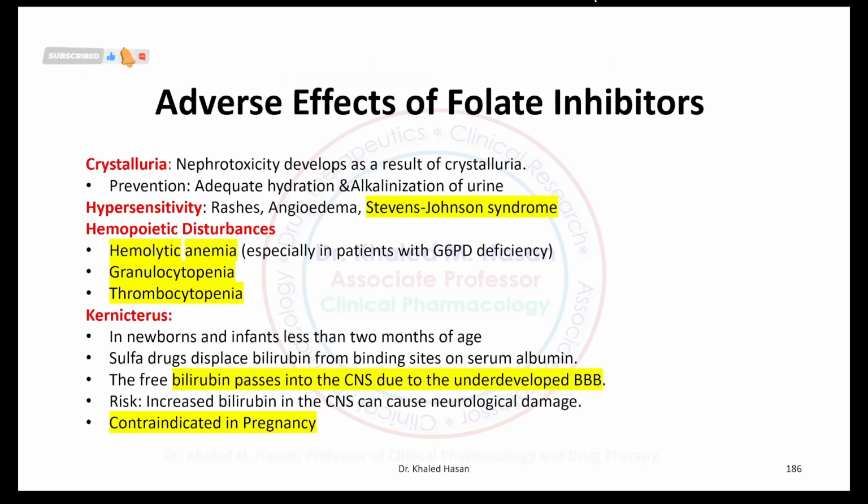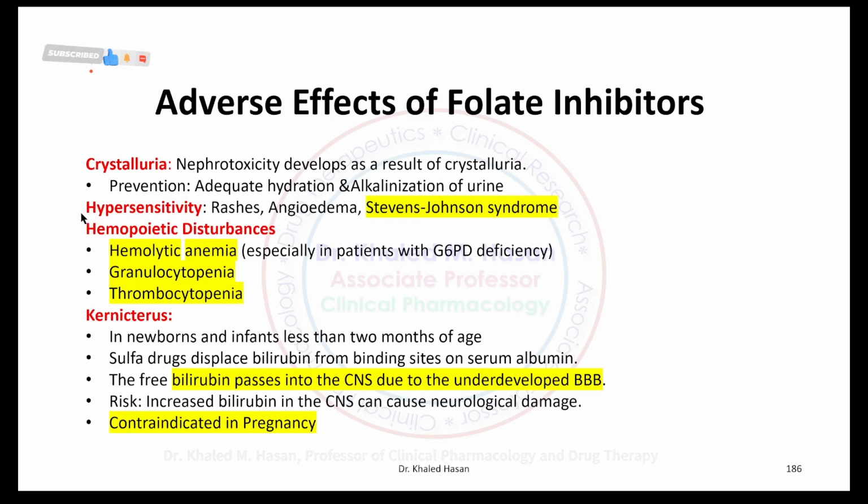Okay, this slide presents the side effects of folate inhibitors in general. As you can see, the first one is crystalluria, which leads to precipitation of sulfonamide in the kidneys and causes nephrotoxicity. To prevent this from occurring, we recommend that patients take an adequate amount of fluid for hydration, and alkalinization of the urine to prevent precipitation. This is number one, crystalluria. This could lead to kidney stones.